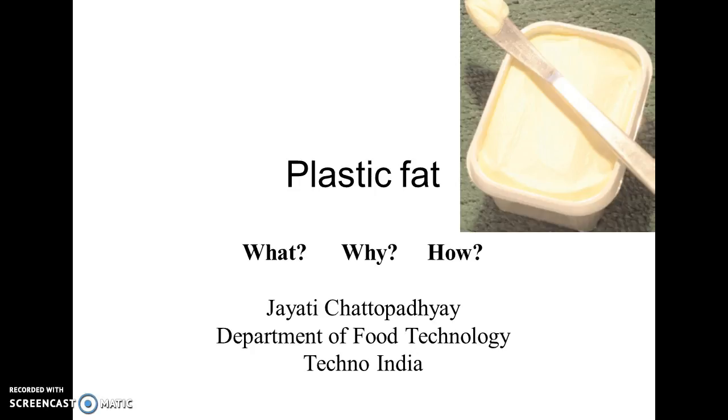Now, we all know that fats and oils are abundantly available in nature in both plant and animal sources. Today, we will understand how these naturally available fats and oils can be customized to make a very essential ingredient in food processing industries, that is plastic fat.